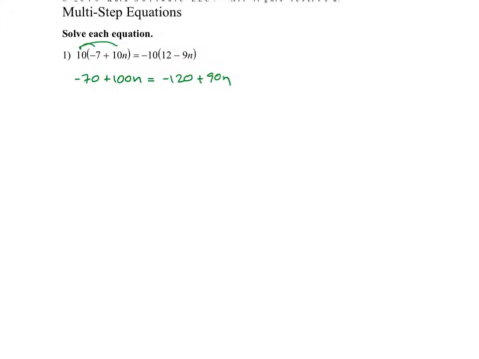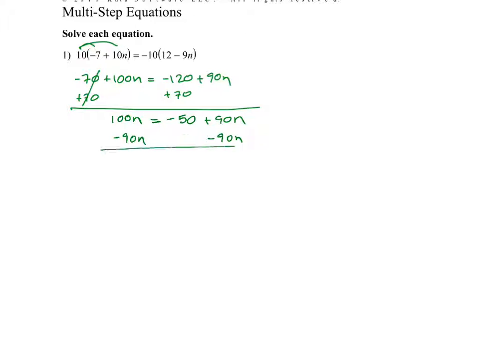So I'm going to start by adding 70 on both sides, right? I'm adding 70 so I can cancel out, because now negative 70 plus 70 is 0, and 0 plus 100n is 100n equals negative 50 plus 90n. Now I'm going to subtract 90n on both sides. Again, 90n minus 90n is 0. So I have 10n equals negative 50. So now I'm going to divide by 10. So n equals negative 5.